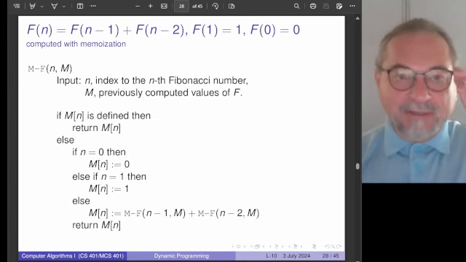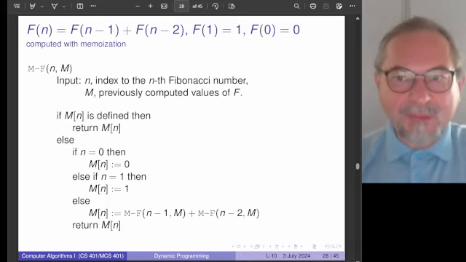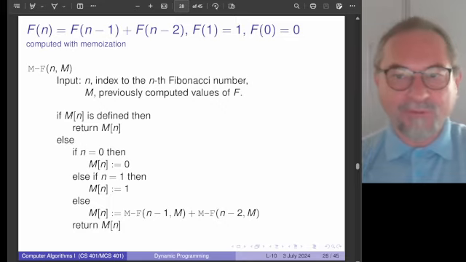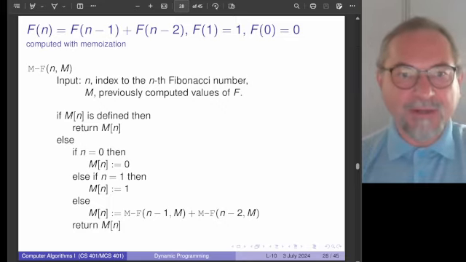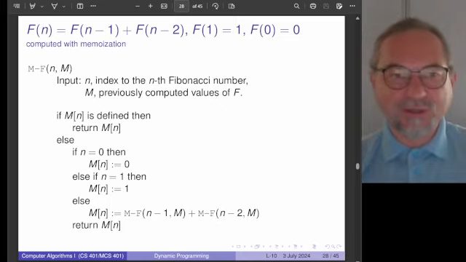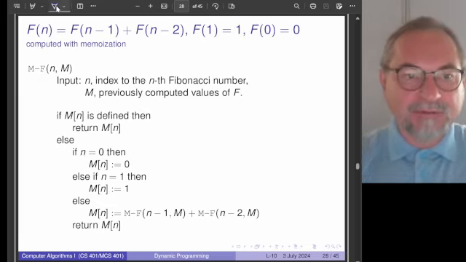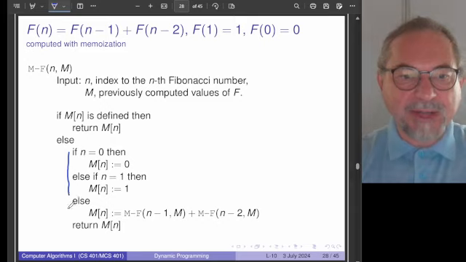Okay, so here is the memoized version of the computation of the Fibonacci numbers. If you forgot what the Fibonacci numbers are, here is the definition. We have the first two Fibonacci numbers, 0 and 1, and then we compute the remaining ones via the recursion. The recursion is encoded in the else case here. You see the two base cases, and then you have the general recursion.